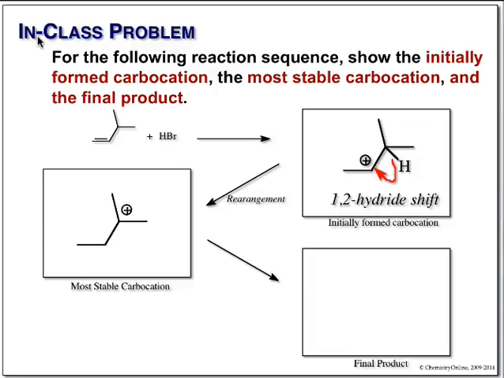Again, on the exam, you should show curvy arrows, hydride sliding over. If your artwork is really bad, you could write hydride shift, just so I know what you're talking about. Finally, once we have the most stable carbocation, all we have to do is add bromide, and our final product looks like this.